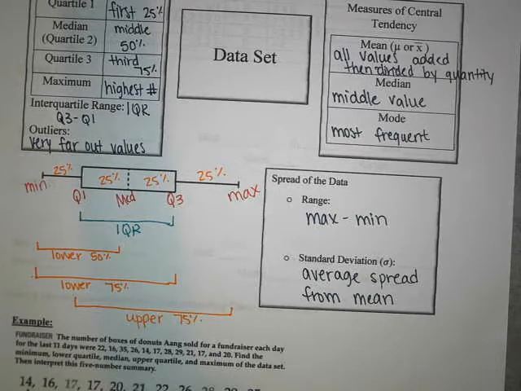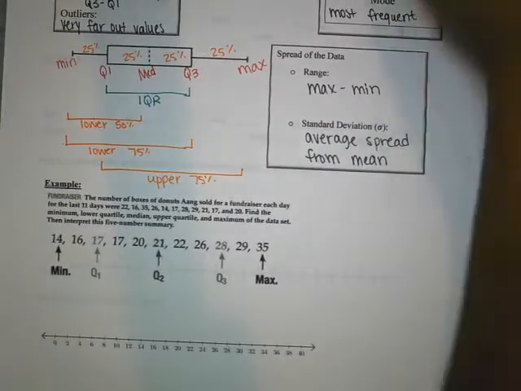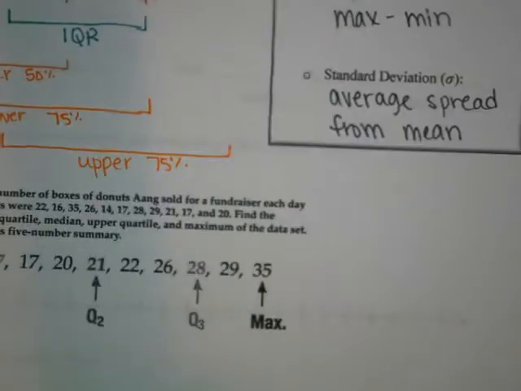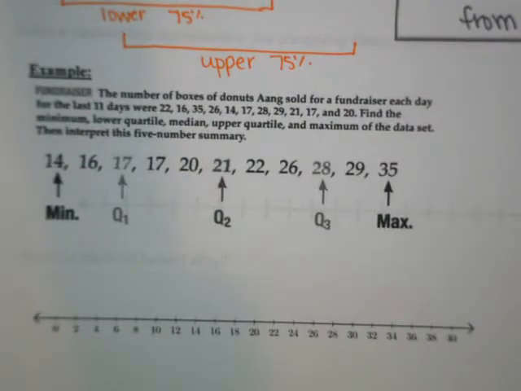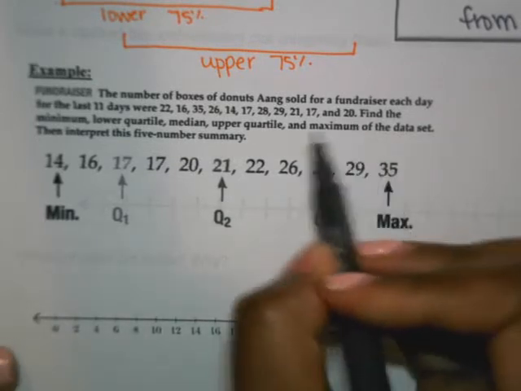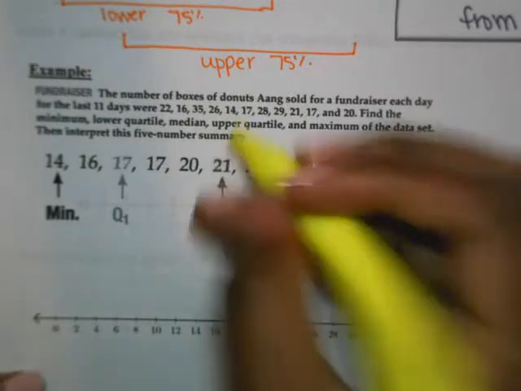All right, so there's an example here for you. In this example, they gave us the number of boxes of donuts that were sold for a fundraiser. Okay, so all these numbers, let me get my highlighter. All these numbers were given to us.